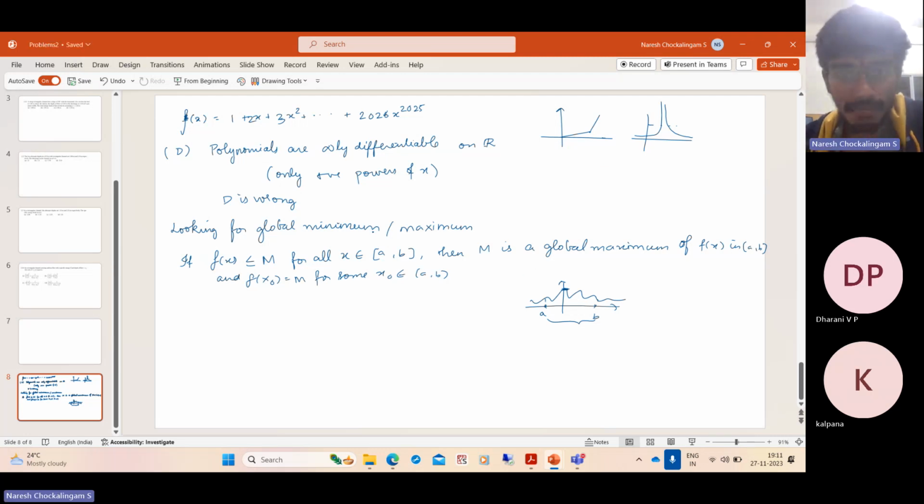If a global maximum should exist, you can see that the function clearly has to be bounded. So the first condition is boundedness. You find a value which is not exceeded by the function, that is a bound for the function. And if that bound is reached at any point, that is the maximum value of the function. Therefore, if a global maximum has to exist, it has to be bounded first of all. So let us look at whether the function is bounded or not.